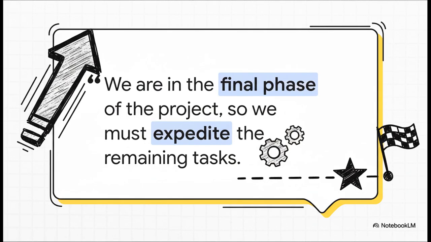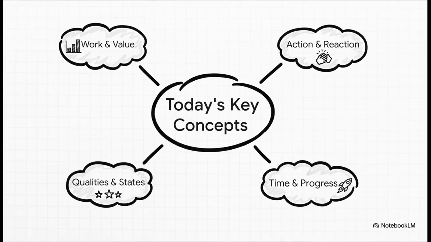And here's one last great example that pulls two of our new words together. We are in the final phase of the project, so we must expedite the remaining tasks. This shows a really clear relationship. Because we're at the end, it's necessary to speed things up. So let's do a quick recap. We looked at words for work and value like demand. We covered words for social reactions like applaud and suspect. We learned words to describe qualities like mediocre and spontaneous. And finally, we talked about time and progress with words like accelerate.